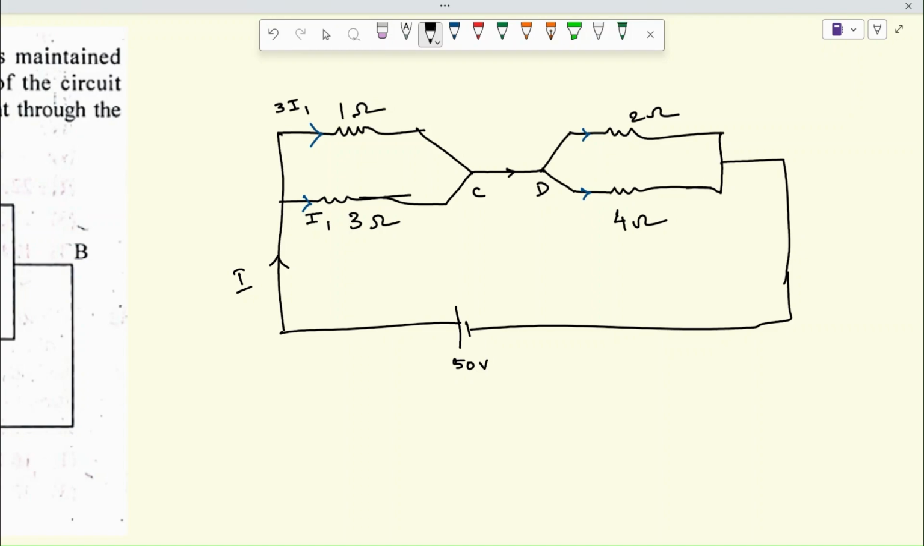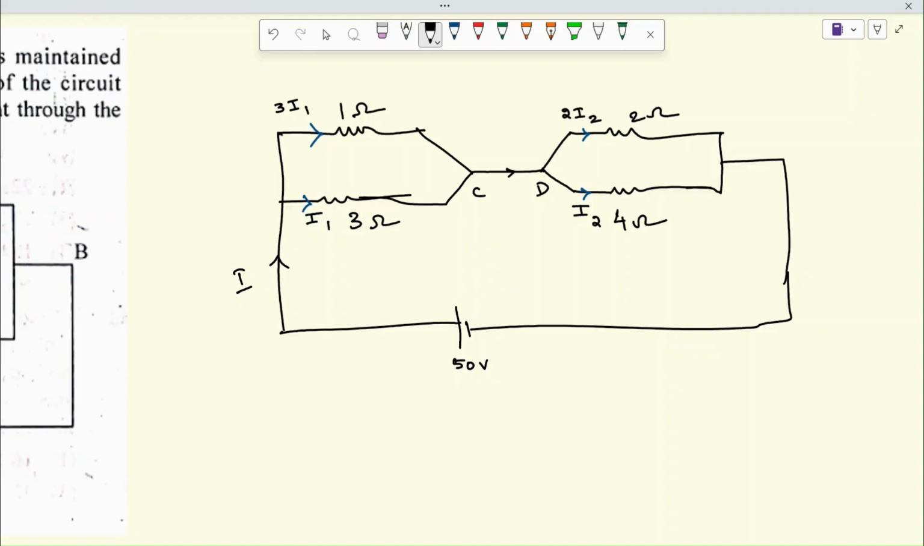Apply the same for the second combination. 4. Let us say I2 is the current passing through 4 ohm resistor. Then 2 ohm will have double of it, 2 into I2, because of the ratio of resistance. Now the total current should be total voltage by effective resistance.